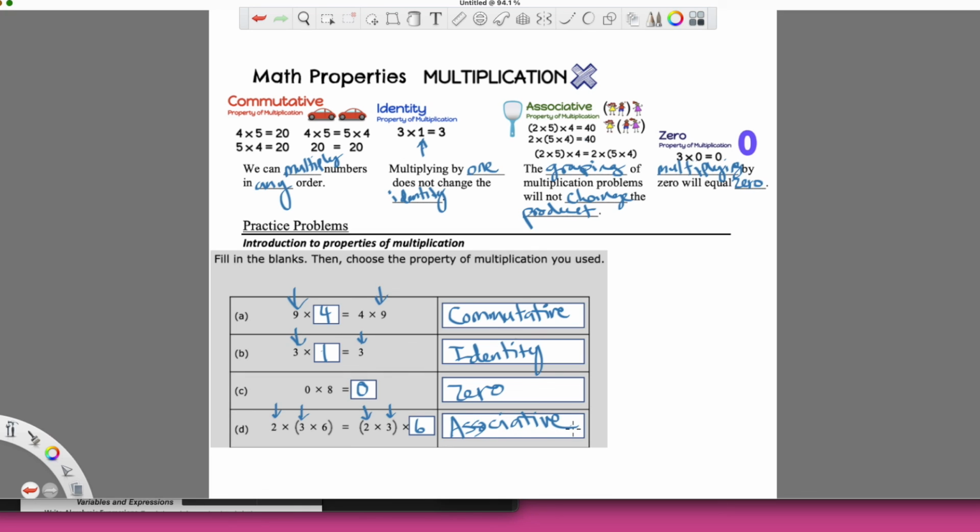All right, so those are our 4 properties of multiplication. And go ahead and give it a try on Alex.